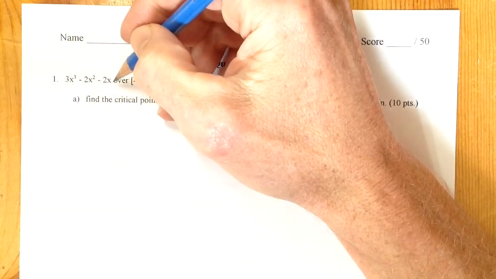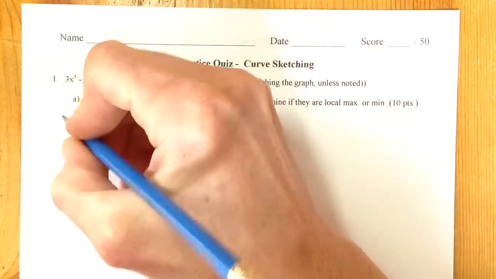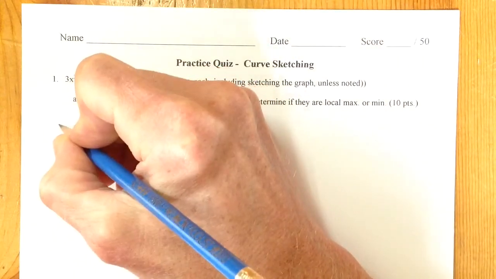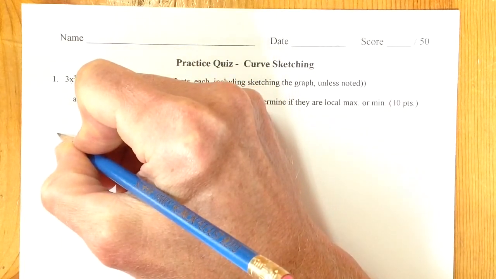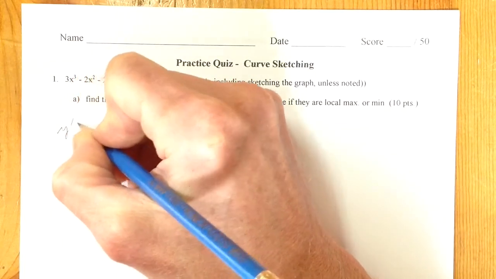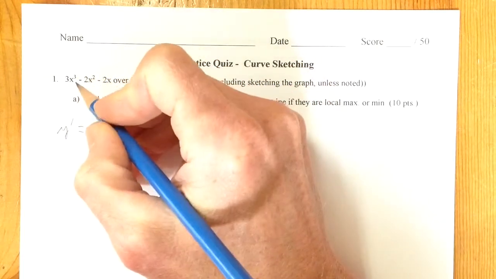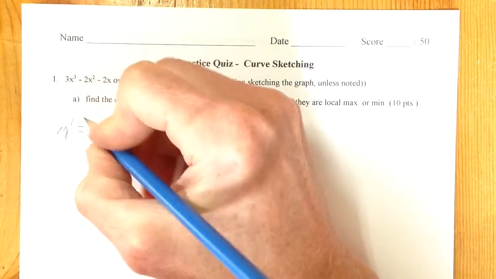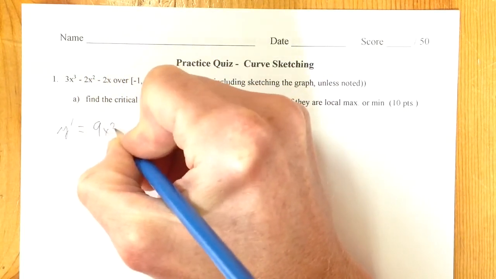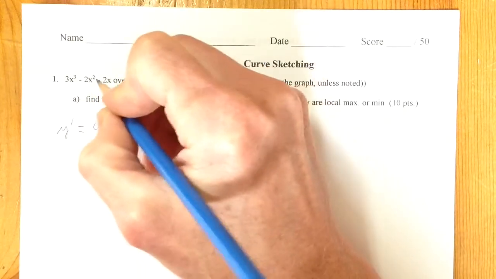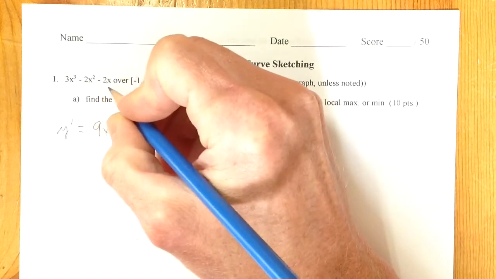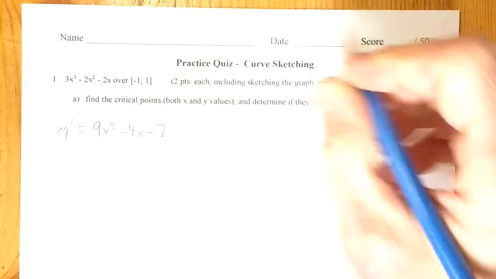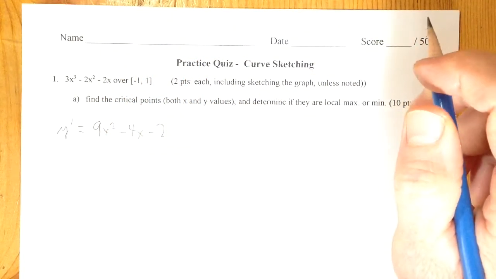Okay, critical points are where the slope is 0 or where the slope is infinite. So the first thing we do is take the derivative. Let's call it y prime, or f prime of x. Let's just say y prime is easier to write. The derivative is easy: 3 times 3 is 9, so 9x squared minus 4x minus 2. That's the slope, the derivative.